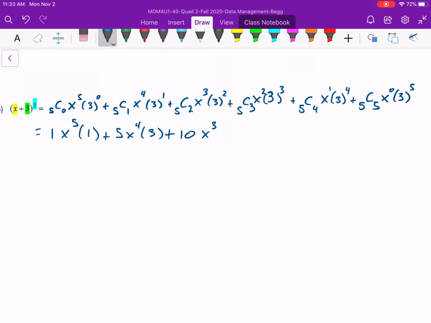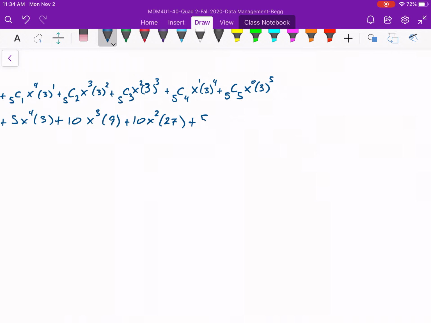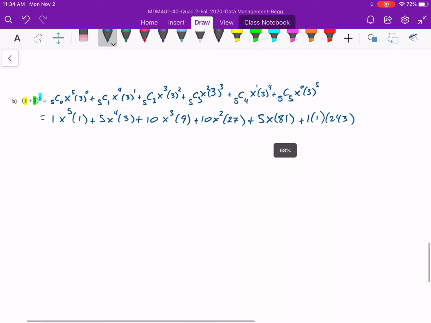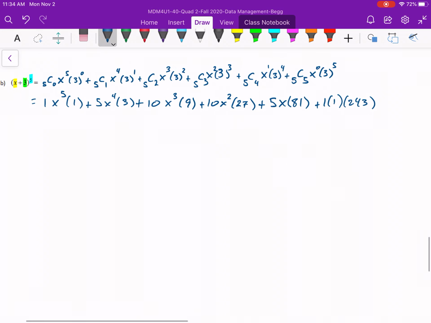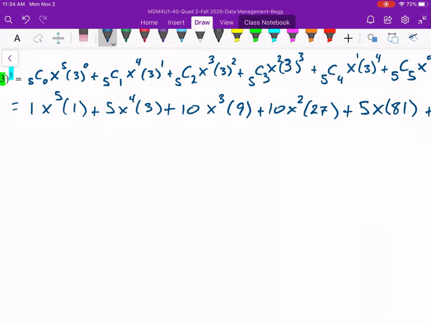10, x cubed, 3 squared is 9. 10 again, x squared, 3 cubed is 27. 5x, 3 to the 4 is 81, and 1, x is just 1 in this case. x to the 0 equals 1, 3 to the 5 is 243. Okay, so we're simplifying. Next step is now we multiply, we put all the numbers out front, and we just do a little bit of final tidying.